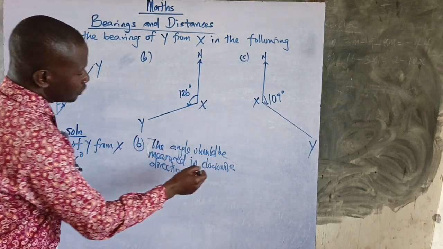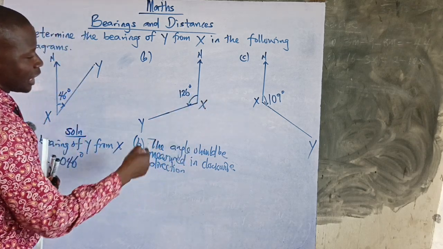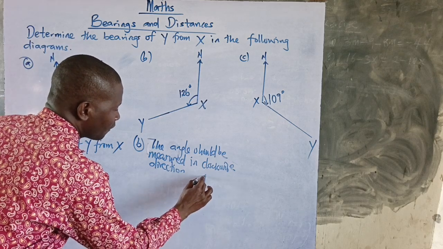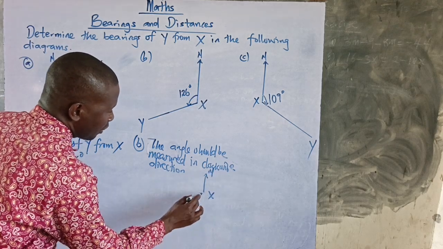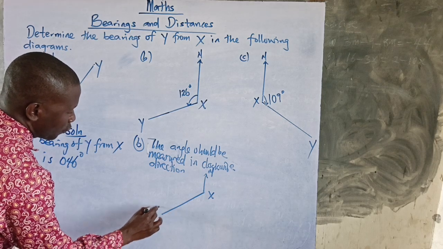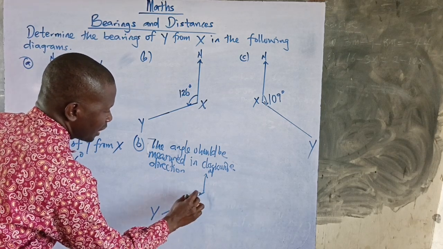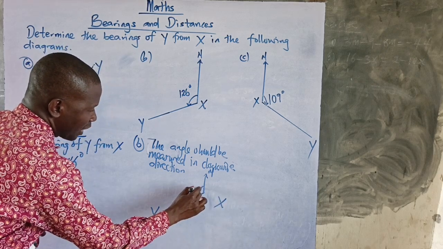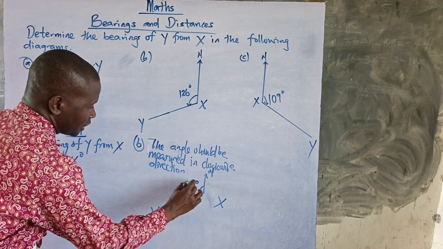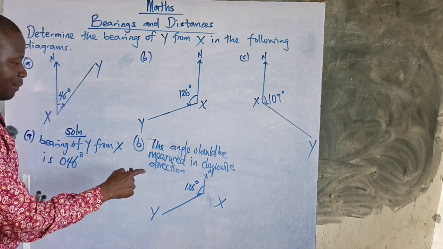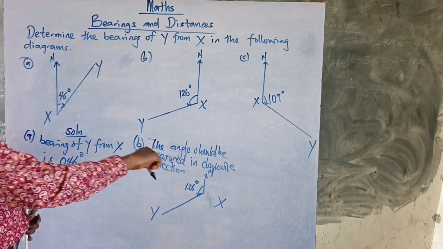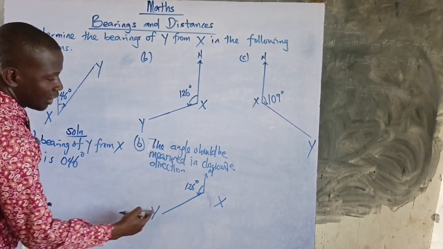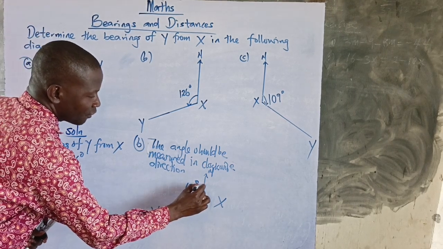Now, how do we achieve this? We want to determine the bearing of y from x, that is, from the north of x. This is x, then we have y here. From the north, we are given the angle here to be 126 degrees in the clockwise direction. But the angle should be measured from the north of x in the clockwise direction to the line that connects x and y together. Now the angle should be measured from here to here.